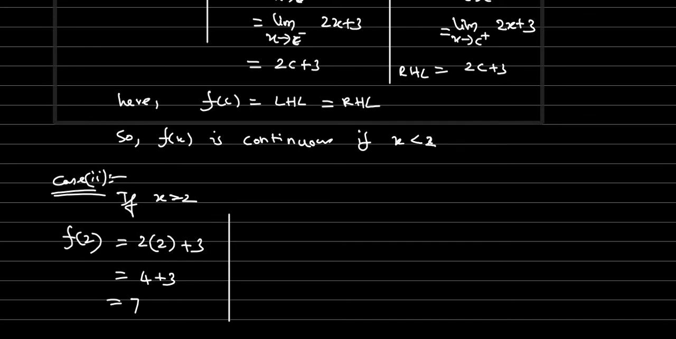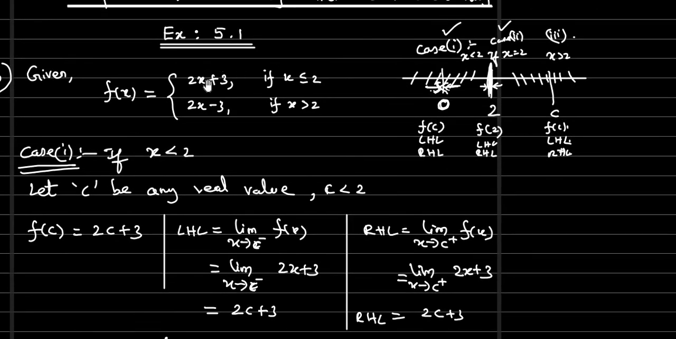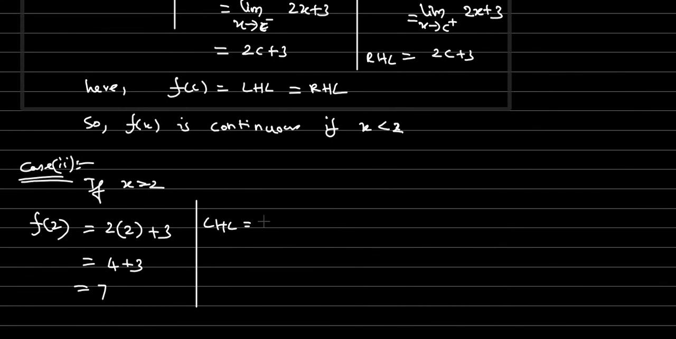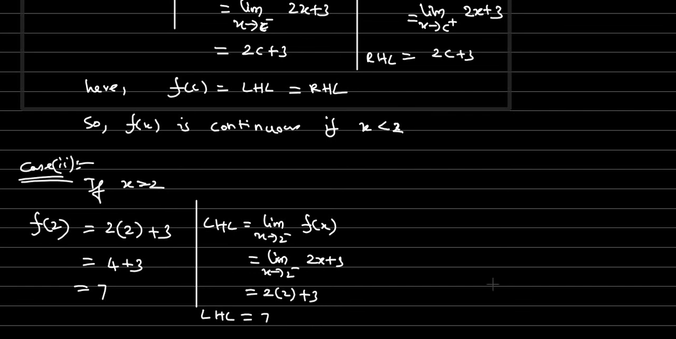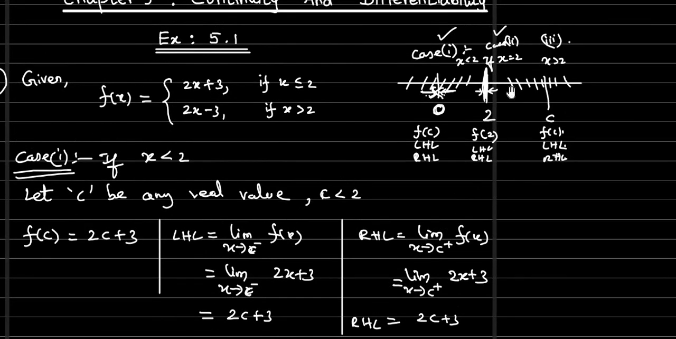Now, left hand limit. Left hand side close values of 2 are less than 2. That means we have to replace the first function. Limit x is approaching 2 from the left hand side of f of x. First function is 2x plus 3, and close values of 2 are approximately 2. Now replacing x as 2, we get the left hand limit as 7. Okay, so now right hand side limit. x is approaching 2 from the right hand side of f of x, and right hand side close values of 2 are greater than 2, like 2.001.